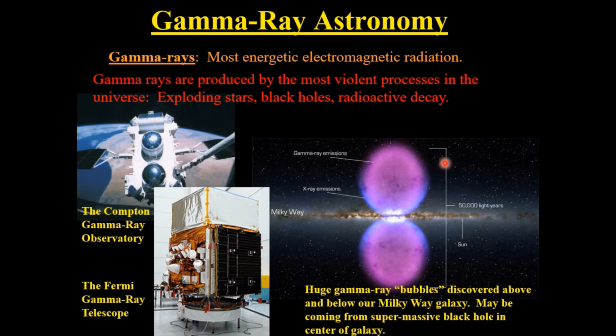You can see from the top here to the bottom is something like 50,000 light years in distance, and a single light year is about 6 trillion miles. So these are enormous structures of gamma ray bubbles emerging from the core of our galaxy. The thought is that these gamma ray bubbles are coming from the supermassive black hole in the center of our galaxy. So this is something that we'll learn more about later in the course, again, when we talk about astronomy.